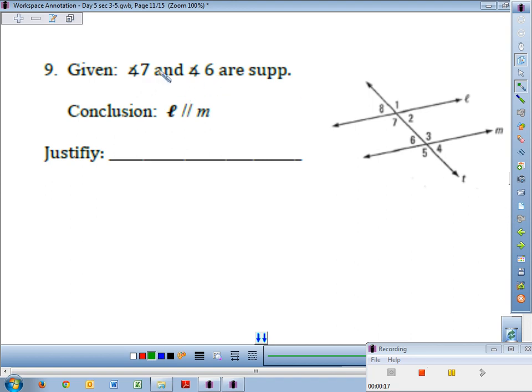Angle 6 and angle 7 are supplementary. Realize in the picture what kind of angles they are. They are consecutive interior angles, and they are supplementary. There's no way to mark that, right? These two are supposed to add together to be 180, so there's nothing to mark. Remember, you only mark your given. But don't we have consecutive interior angles supplementary given to us, and that implies that those lines should be parallel.